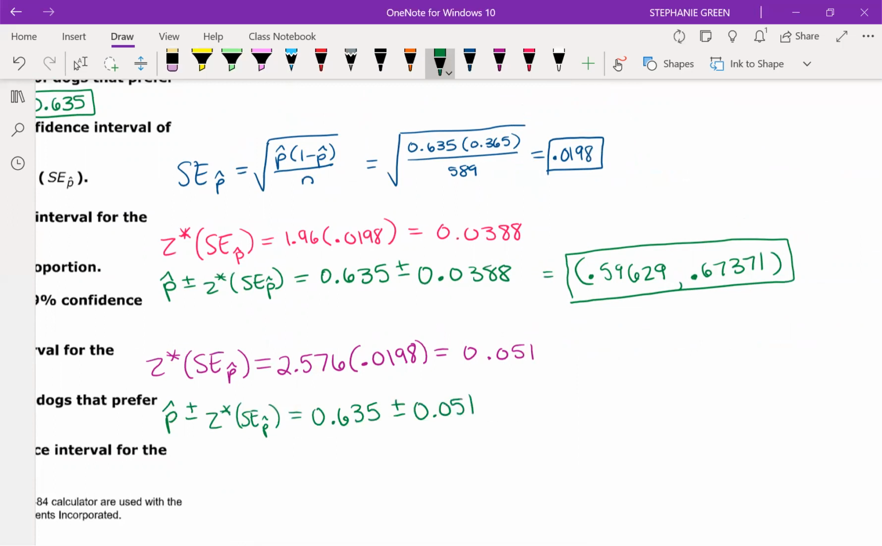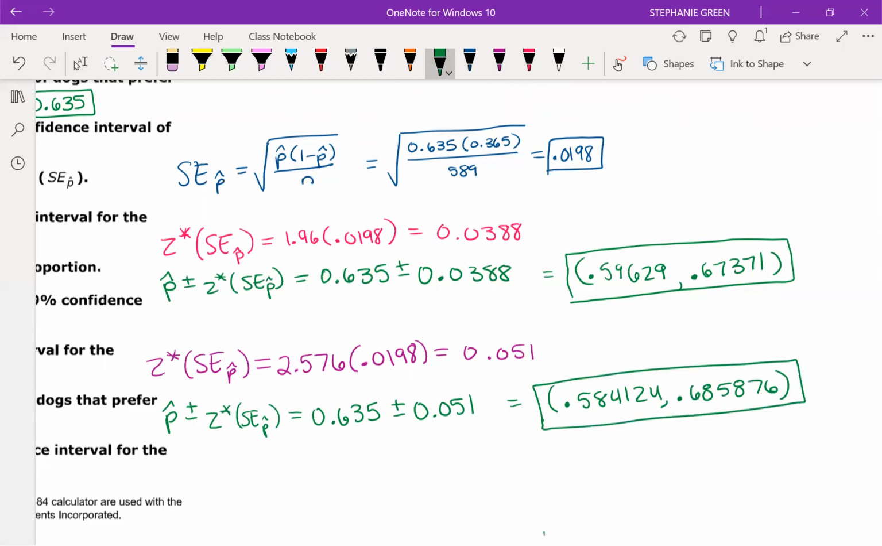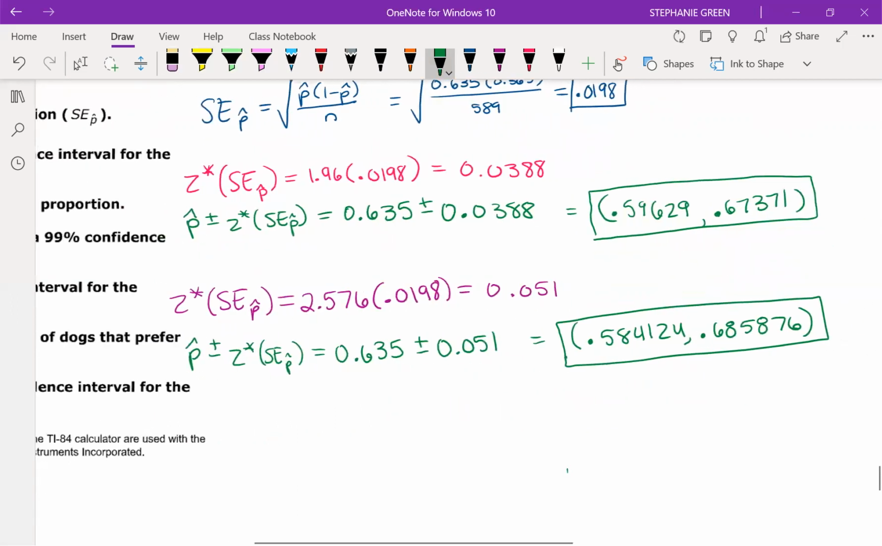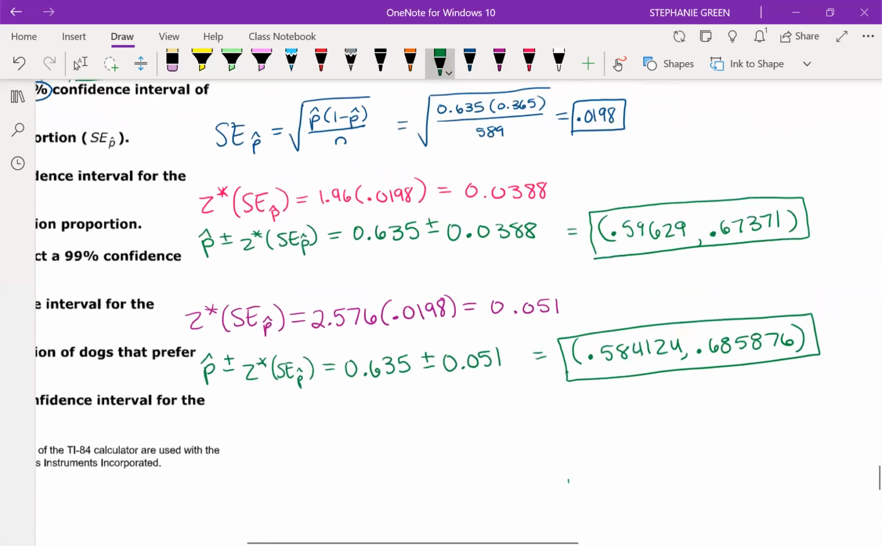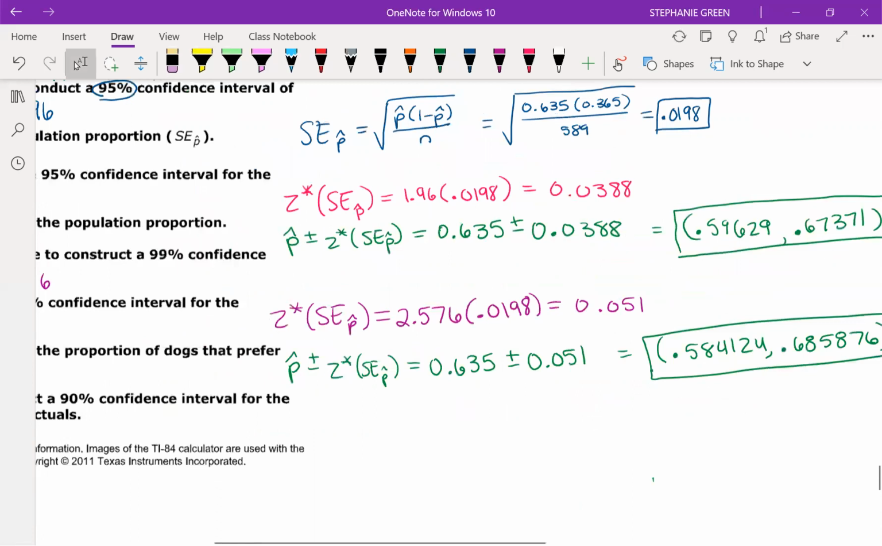So I subtract to get my lower bound, which is 0.584124, and add to get my upper bound, which is 0.685876. Remember, you can pause these videos to try to figure out how I get these numbers on your own before I reveal them. It's the beauty of having a video. Pause it, figure it out, and then check your work. Okay, it's the whole point of having these.